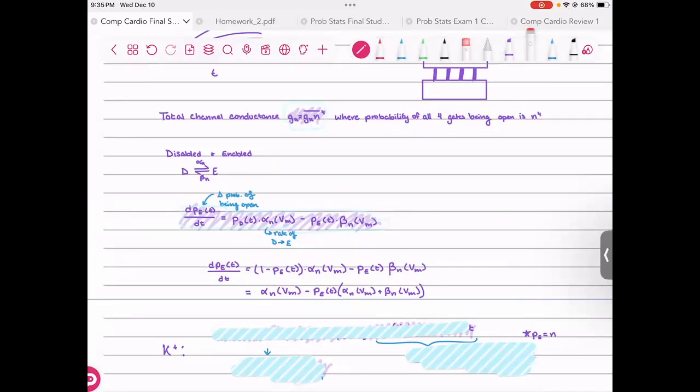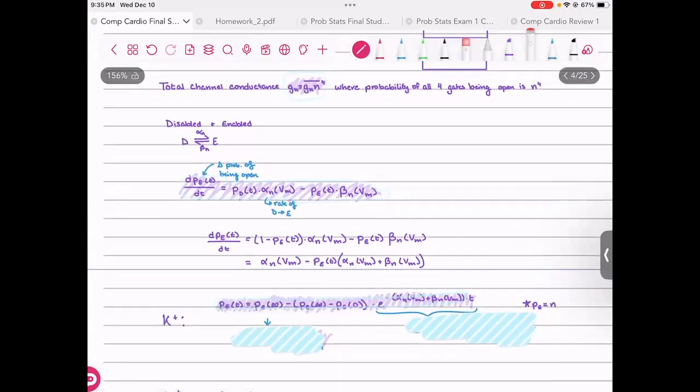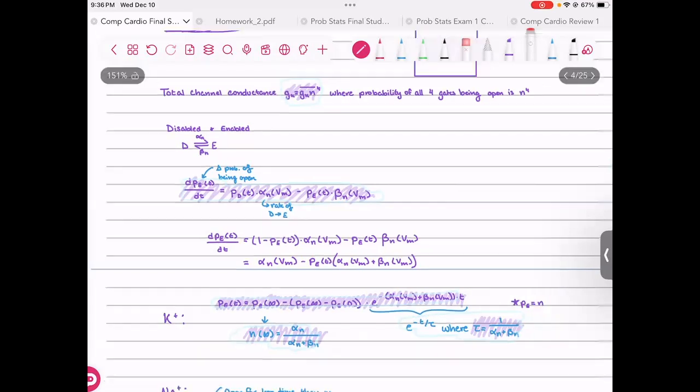They did some very fancy, very high-level math, and were able to establish the following equations. I'm not going to go through the derivation right now just for the sake of time, but I will show you that the final equation essentially goes that the probability of any one of these 4 gates being open is equal to the probability of being open at infinite time, which is alpha over alpha plus beta, so the rate at which it's opening over the rate at which it's opening plus the rate at which it's closing. So it's equal to that P∞ minus the probability that it's open at infinity minus at 0 times e to the negative t over tau, where tau equals 1 over alpha plus beta, and alpha and beta are both functions of voltage.